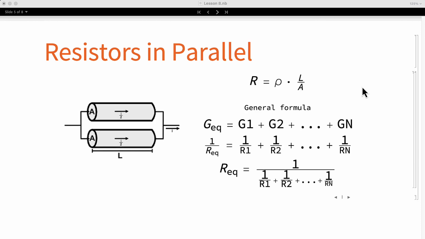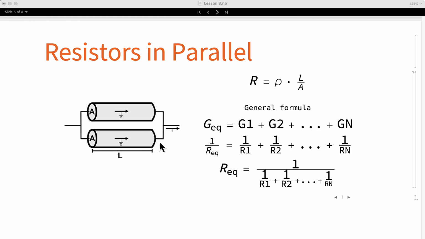A second way in which we can connect multiple components is the following, which is called parallel. The two terminals of the conductors are connected to each other. In this case, we can see that having two conductors doubles the area. Since there are two paths where the currents can flow, part of the current goes through one conductor and the remaining goes through the other one.